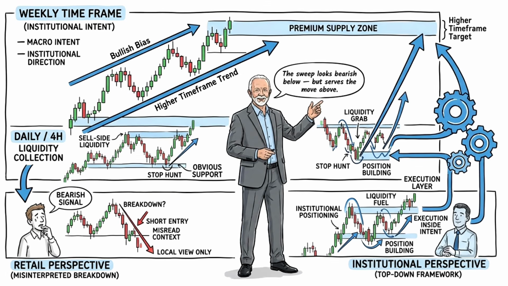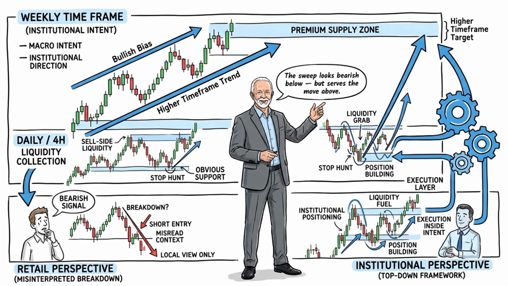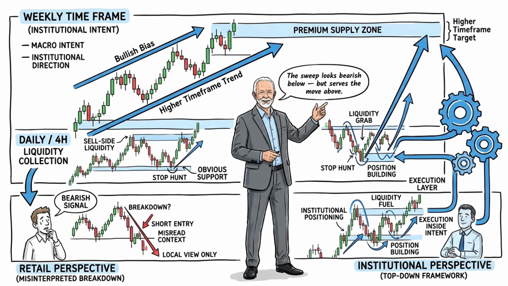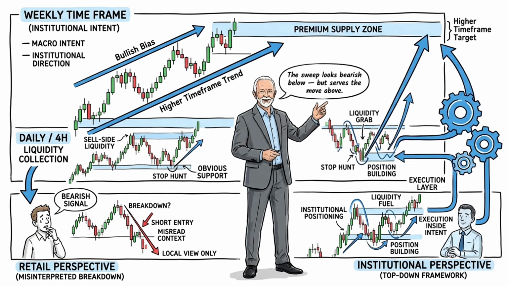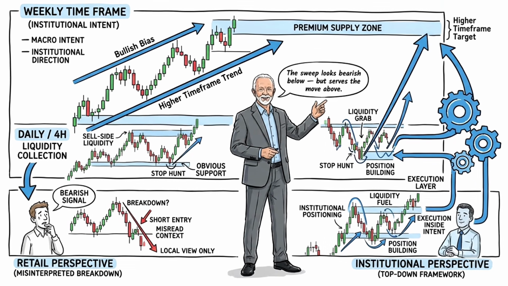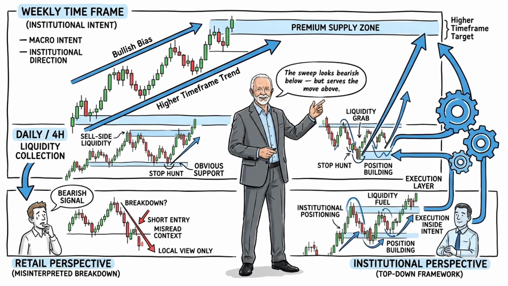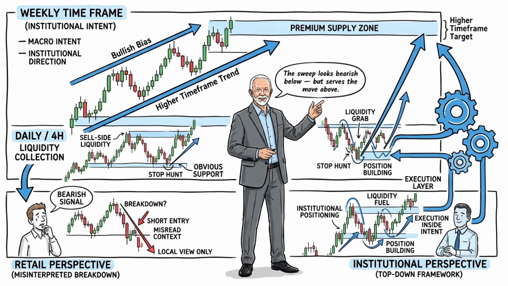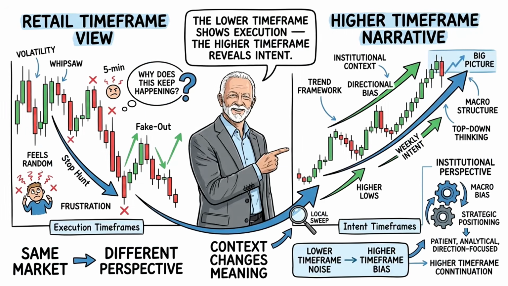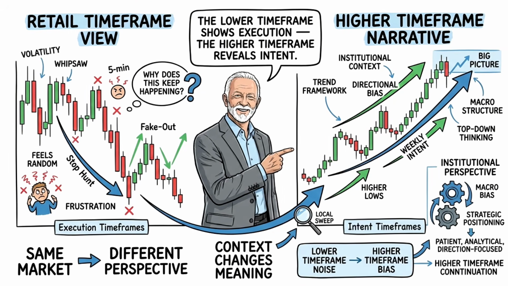On the weekly chart, price may be in a clear uptrend, targeting a specific premium supply zone. To get there, price needs fuel. It needs buy orders. How does it generate those buy orders? By sweeping sell-side liquidity on the daily and 4-hour charts. Those daily sweeps look like breakdowns to the retail trader watching that time frame, but zoomed out, they're simply the mechanism for building the position that drives price to the weekly target. This is why retail traders constantly feel like they're being hunted, because on their time frame, they are.